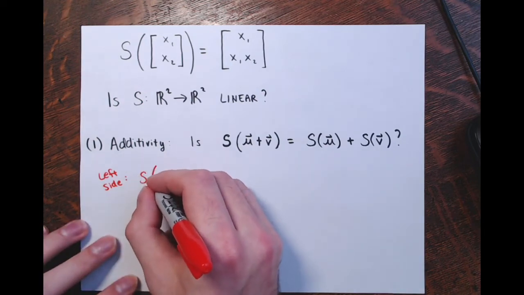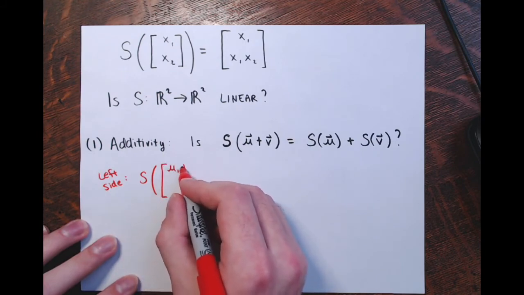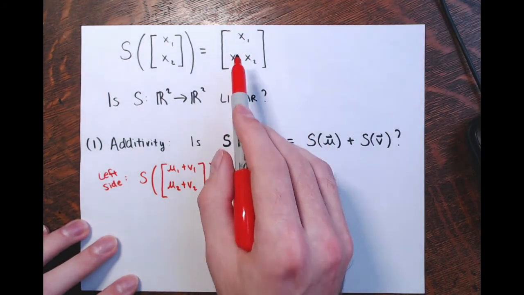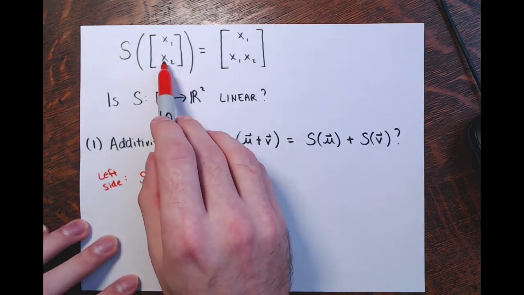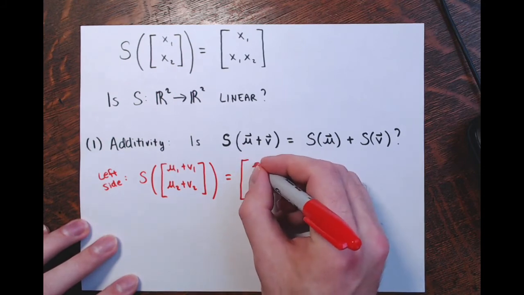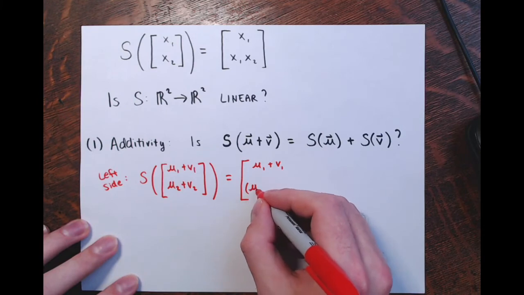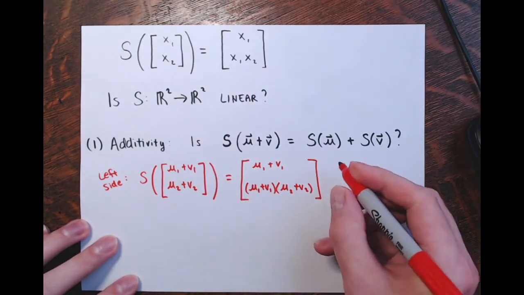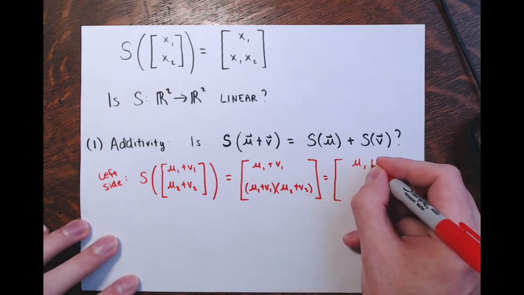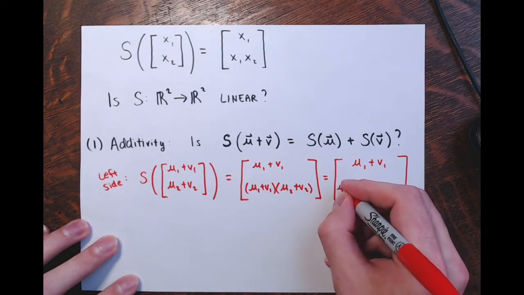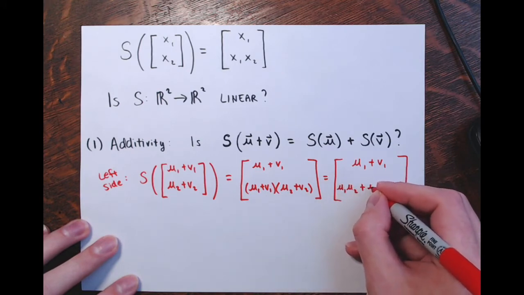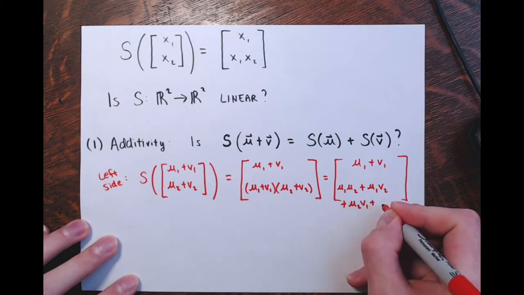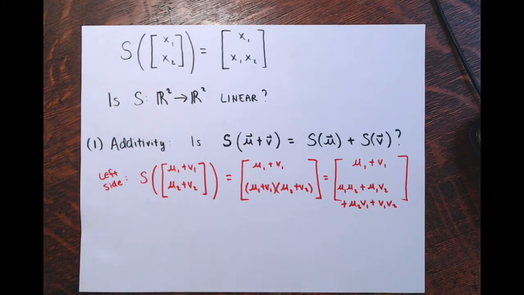Alright, so we have S of, now again, I'll just do the u plus v right now. That would be u1 plus v1, u2 plus v2. And applying this rule to it, remember x1 here is now u1 plus v1, x2 is u2 plus v2. So I'm getting u1 plus v1 as the first component, and then u1 plus v1 times u2 plus v2. They're being multiplied. And I'll actually simplify this. This is u1 plus v1 in the first component, and then u1 times u2 plus u1 times v2 plus u2 times v1, doing foiling here, plus v1 times v2, four terms there in that set. This is all the second component.